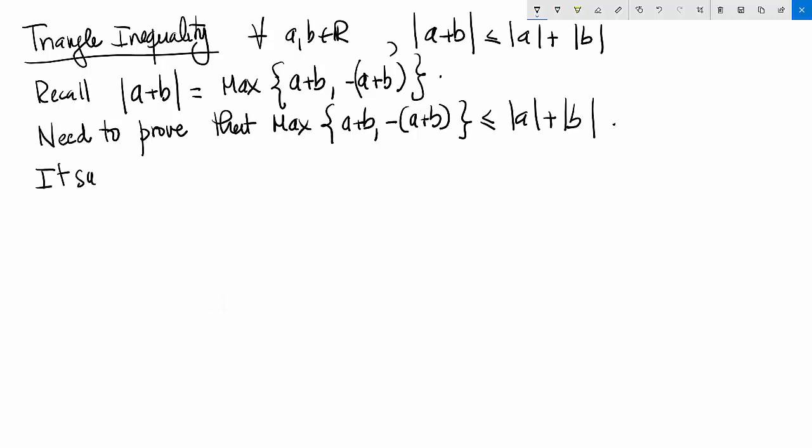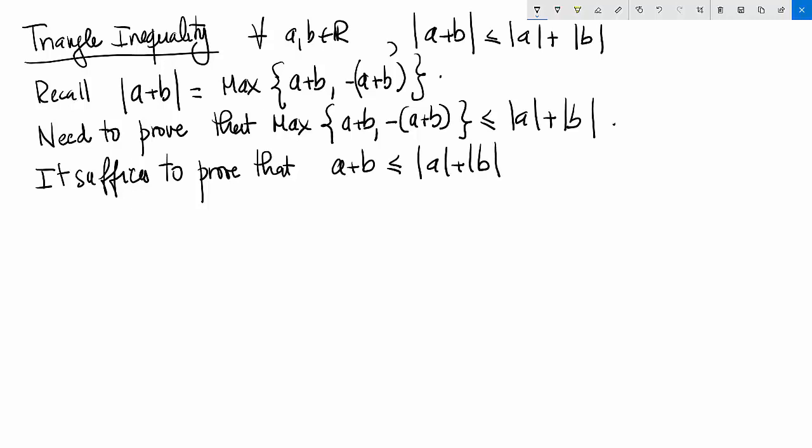I suppose it suffices to prove two things. Let me write what it suffices to prove here. So it suffices to prove that A plus B is less than or equal to this quantity, and negative A minus B is less than or equal to the absolute value of A plus the absolute value of B. Because now the maximum of these two numbers is the absolute value of A plus B. So if I can show that these two numbers are less than or equal to the sum of the absolute values of A and B, then of course the maximum will also satisfy the same inequality, and therefore the claim would be true.